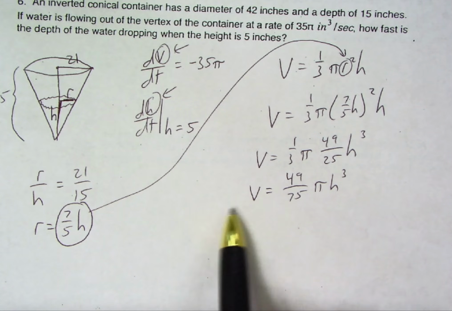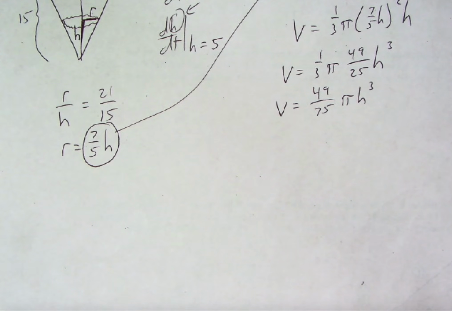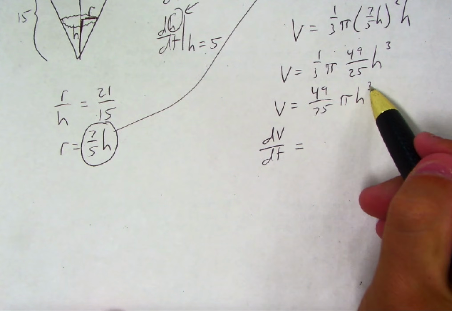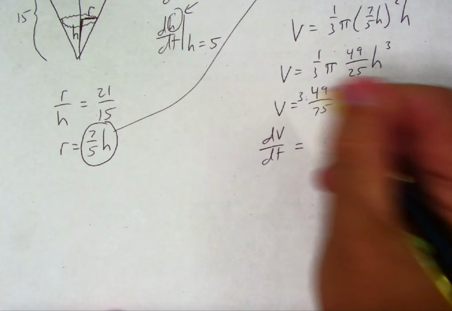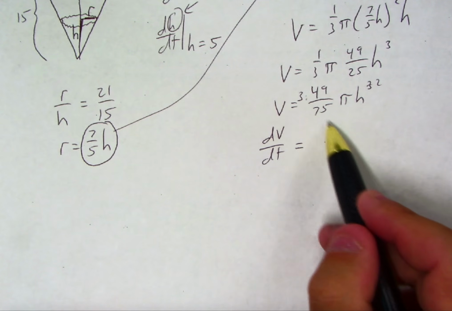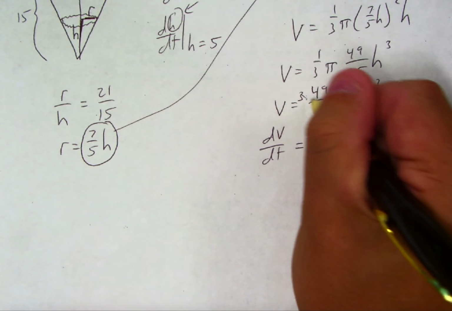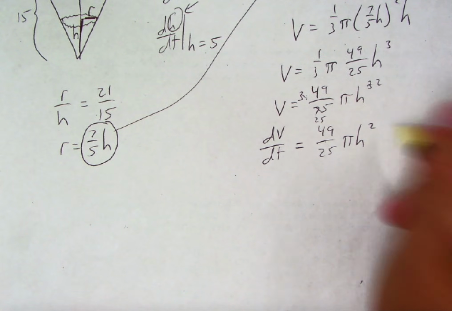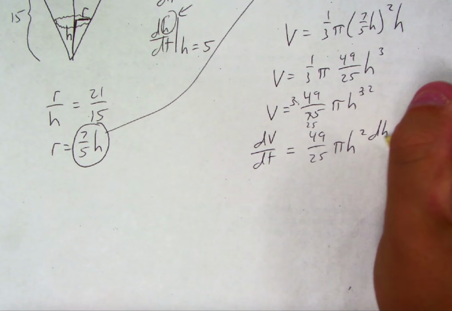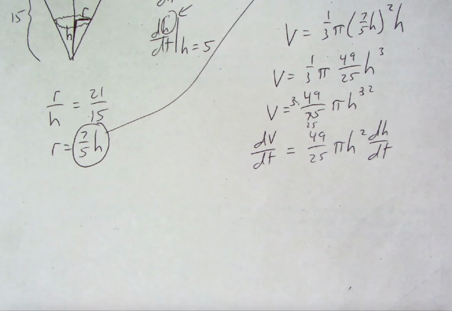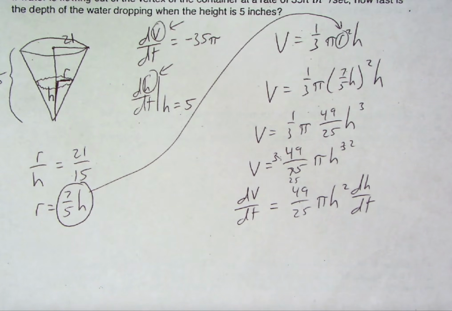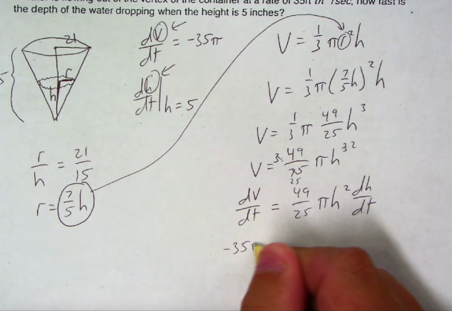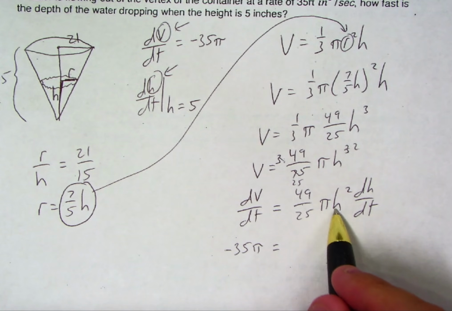So now I'm going to differentiate this with respect to time. So dV/dt equals, the 3 comes out in front, so I'm going to multiply this by 3 and reduce it. So if I reduce 3 and 75, that's going to be 1/25. So 49/25 pi h squared. But then I have to put dH/dt. And then I substitute and solve. So I'm looking for dH/dt. I know dV/dt is negative 35 pi. And I can plug 5 in for h.